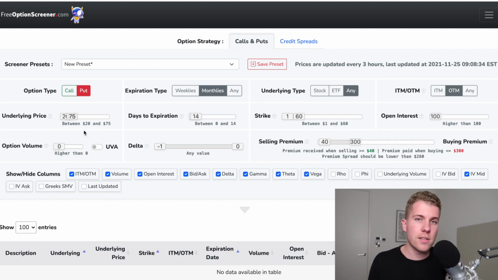You don't need to necessarily go for the Apples or Amazon or Teslas that are super expensive, where you're going to have a lot of capital. Why don't you go for cheaper stocks where it requires less capital, so you can actually make more trades? It's not going to eat up as much of capital as if you were going to go for a more expensive stock. Then we have the days to expiration.